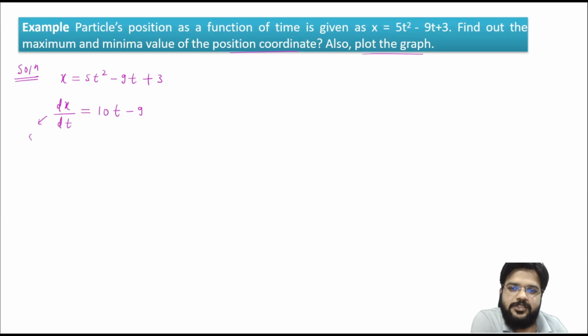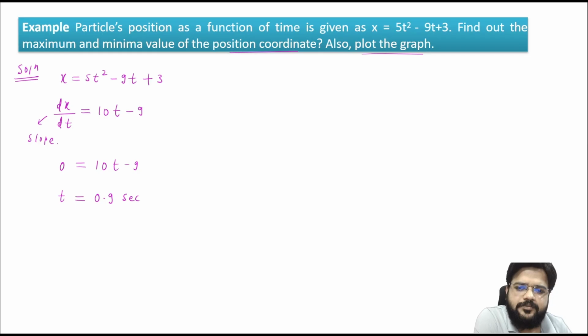So this is, everyone, the slope, correct? We know that if maxima and minima is forming, then at that point slope should be 0, correct. So we are looking for the coordinate of maxima and minima, so I will put dx by dt equal to 0. Now we have 10t minus 9, correct. From here we will get the t value, and t is equal to 0.9 second, if we simplify this, correct.